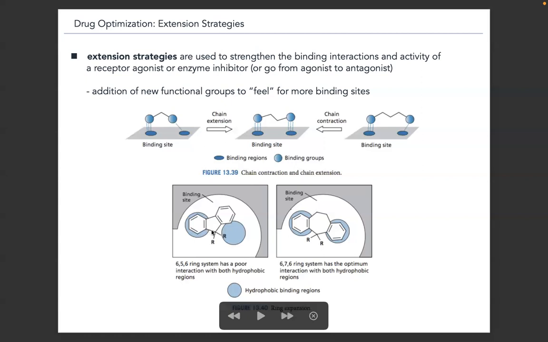Another option is to either increase the size or decrease the size of a ring. Usually they'll start with something that was easy to synthesize, for example, this 5-membered one on the left. But then you start to adjust where the phenyl group is if you tweak the size of that central ring. And that ends up playing another huge role in the development of extension strategies.